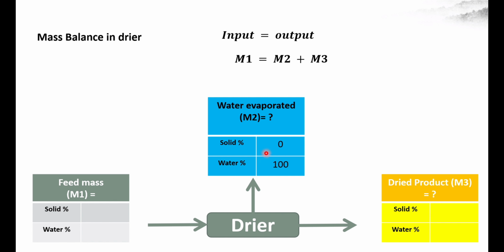When talking about the percentage of solid and water in that stream, there is no possibility of solid being present. So we can easily assume that the solid percentage is 0 in the water evaporated stream and the water percentage is 100. Coming to the final product, the dried product M3 stream, again we are expected to calculate the mass of dried product after the drying process and the solid percentage and water percentage in the final product. From an examination point of view, details of any one stream will be given and you will be asked to calculate the details of the other two streams.